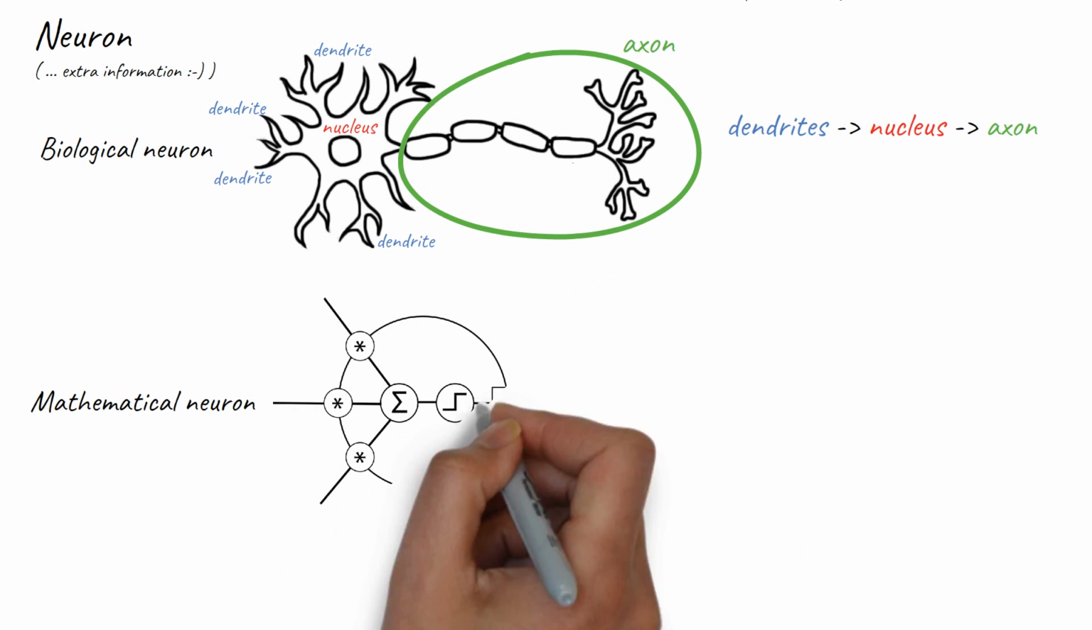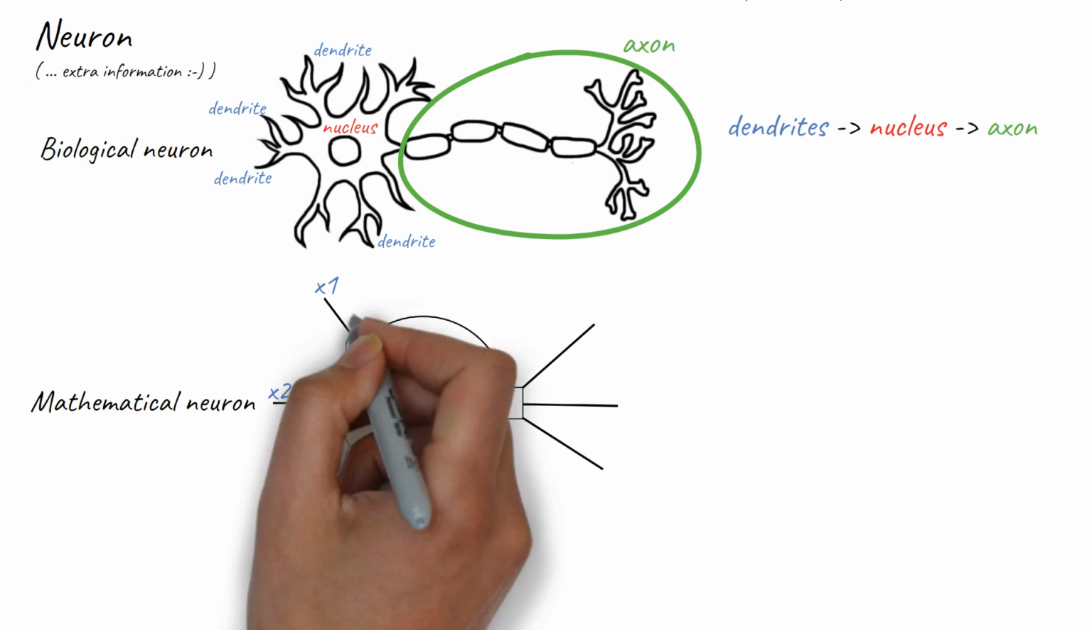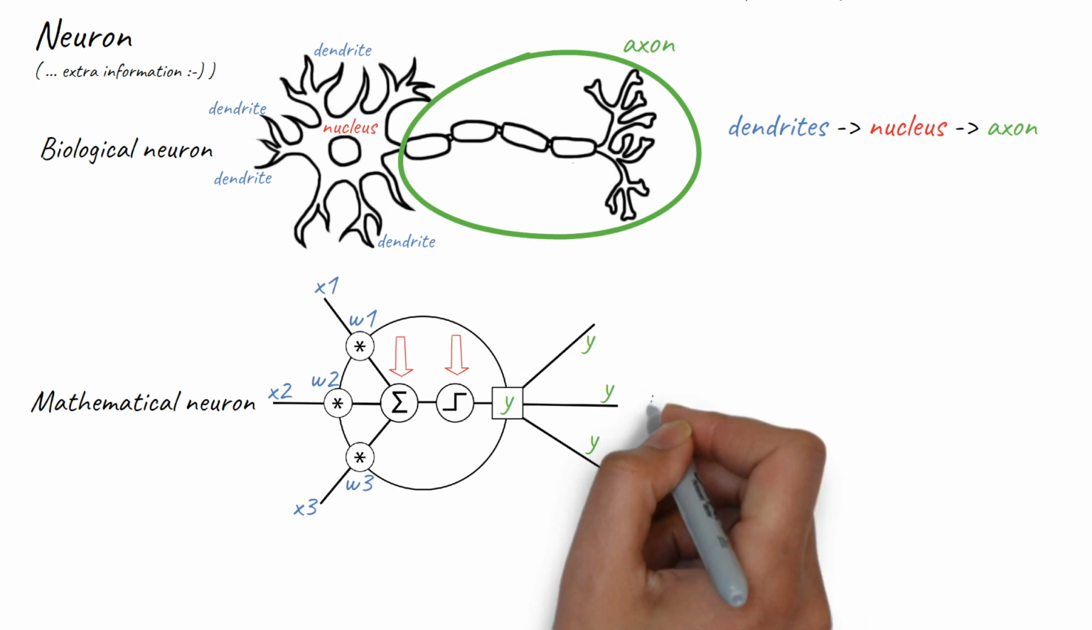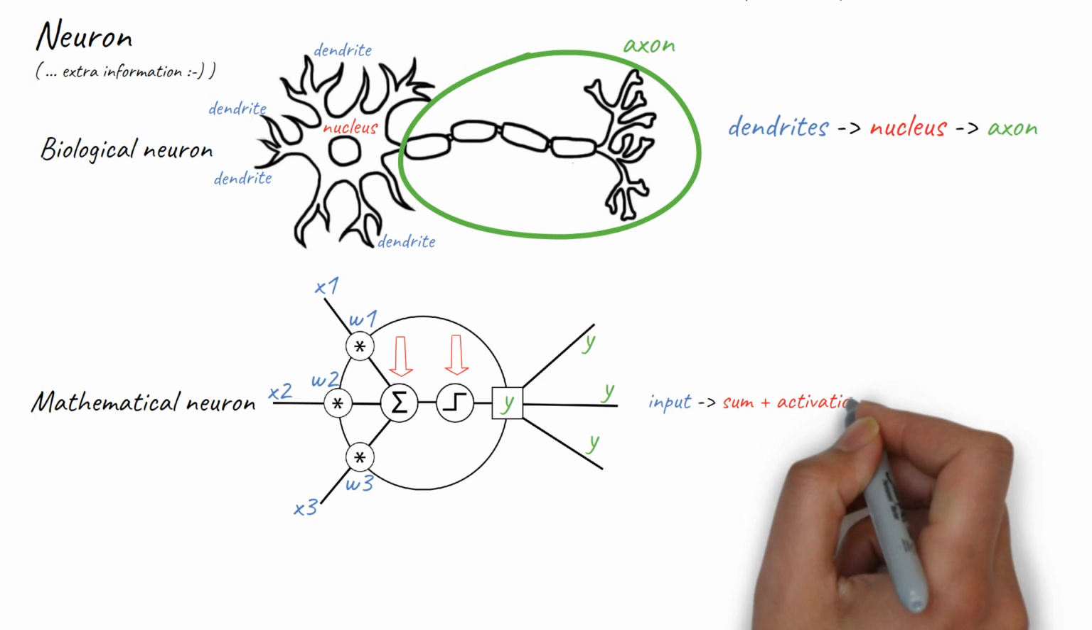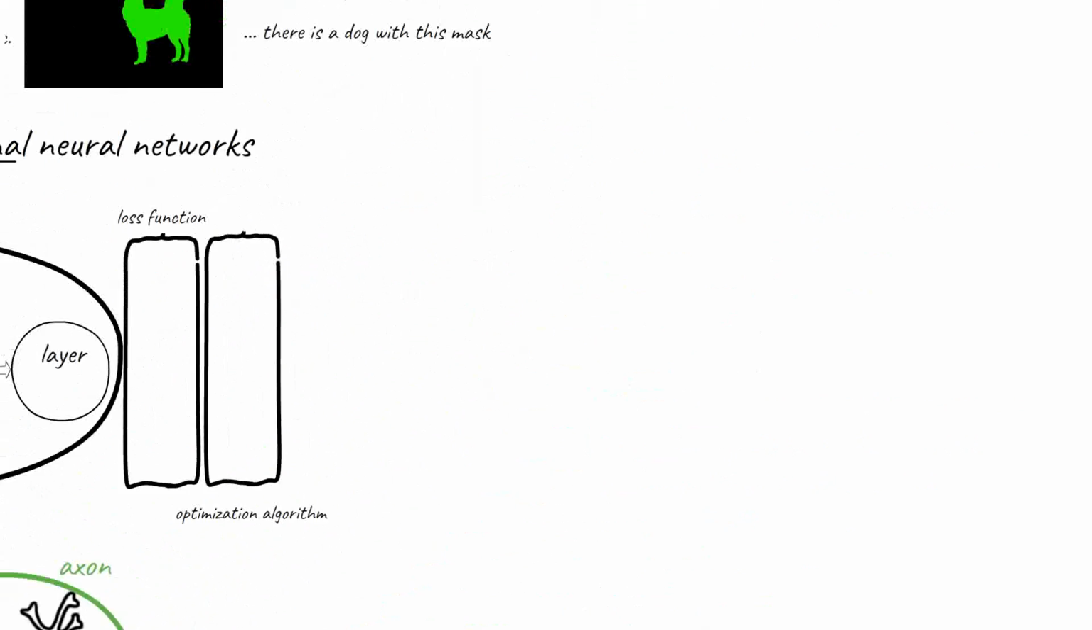This is very similar for a mathematical neuron, in which all input pulses X are first multiplied by the strength of the connection between neurons W. Then all the weighted inputs are summed and the result is passed to the activation function. This function decides whether the neuron is activated or not. If it is activated, it will transmit a pulse in the form of a decimal number. Otherwise, it will transmit a zero value.